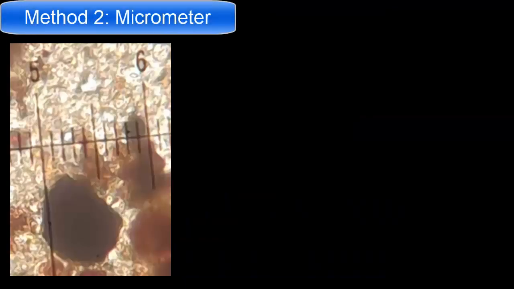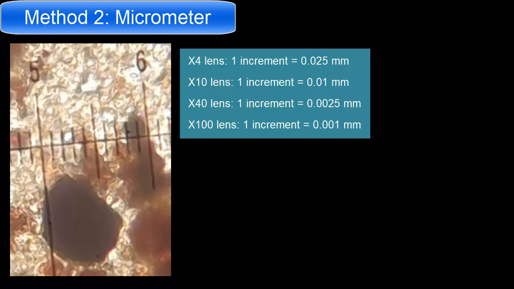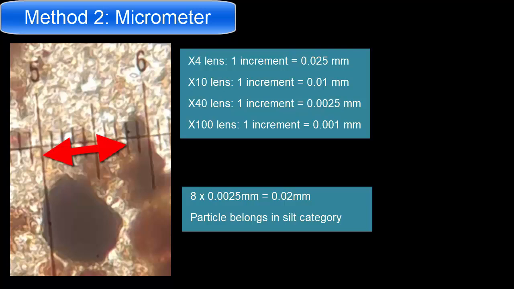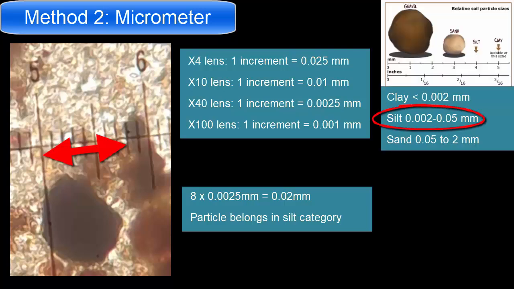Now, if you're lucky enough to have a micrometer, this is much faster and much easier. It's just having a little ruler in there. And so this is the by 40 lens, so I know each little increment is 0.025. So I can just look at that and see that it's about 8 increments there, and so I times it out as 0.02, so I get the same answer, but I didn't have to do the drawing.